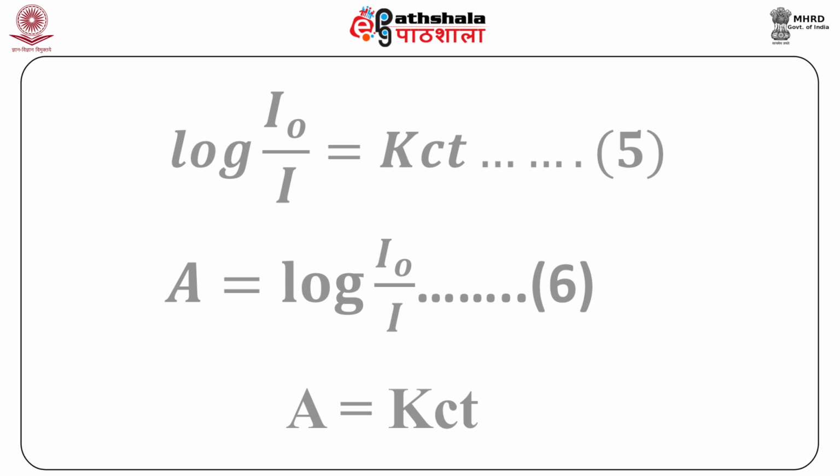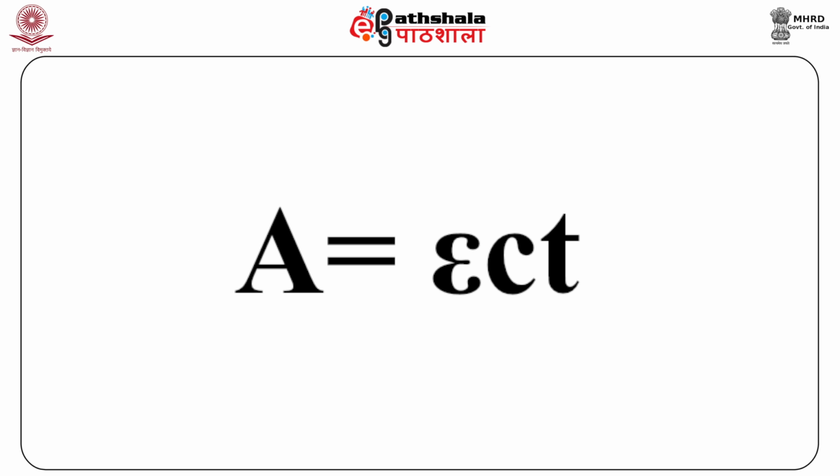Instead of capital K, epsilon can also be used. Thus, A is equal to epsilon CT. This is the required Lambert-Beer law. In this equation, capital A represents the absorbance, which can also be called optical density. Epsilon is the molecular extinction coefficient, or absorptivity.